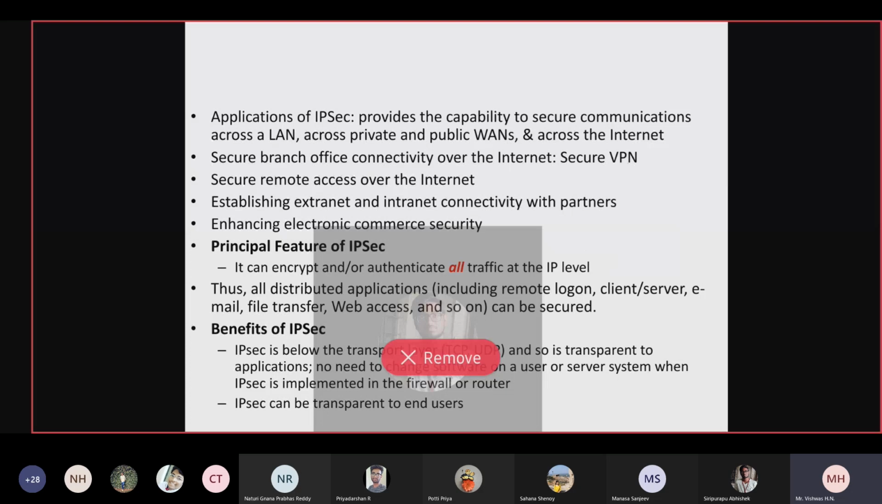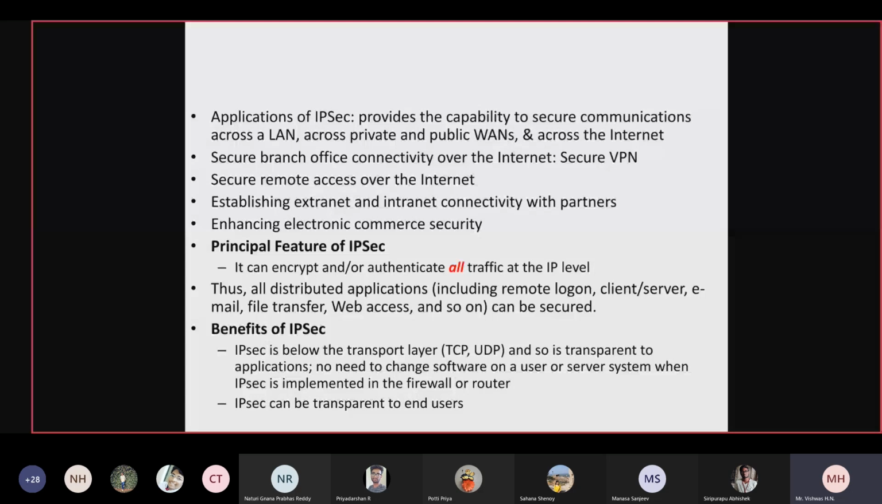Like how VPN provides security, basically it uses a concept called tunneling. We will see that later when we discuss the different modes of IPsec communication. We will see how IPsec provides security through VPNs. Okay, VPN is basically virtual private network. You are connecting to your branch office from another place, whether it is your home or anywhere, so securely, is that clear?